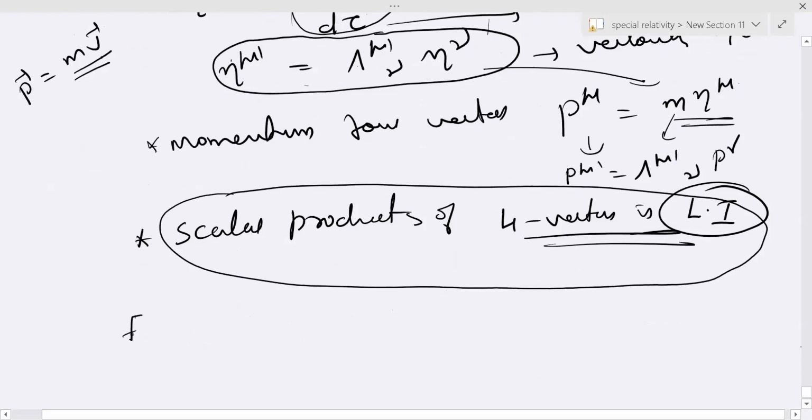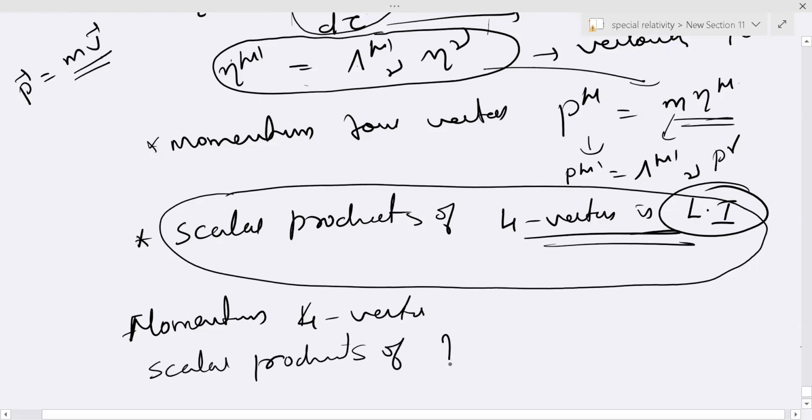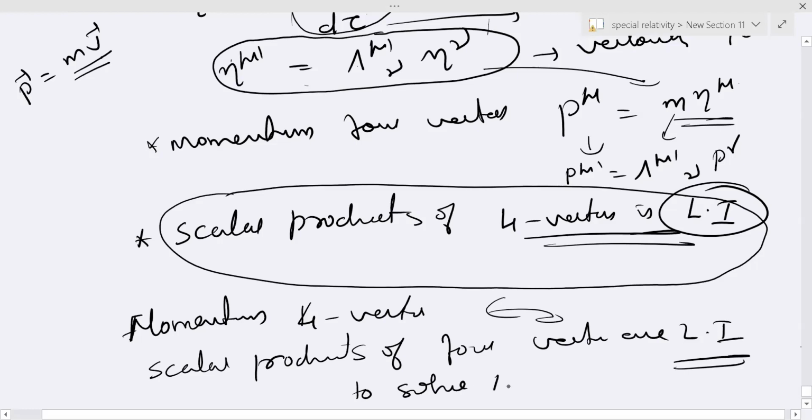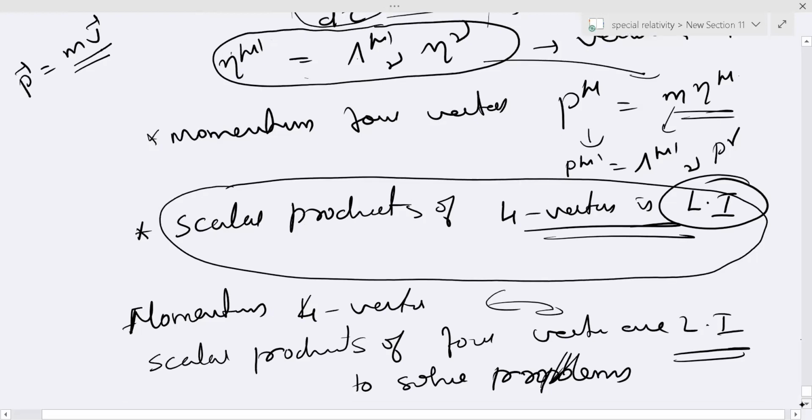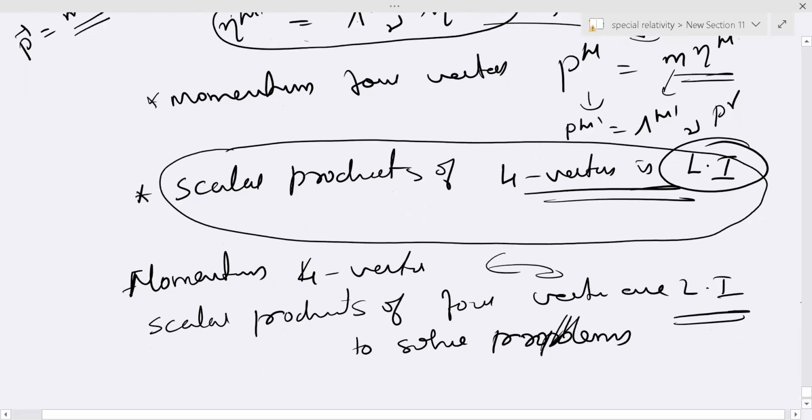We can use the momentum four-vector because we'll see that it's a conserved quantity, and the fact that the scalar products of four-vectors are Lorentz invariant. We can use these two ideas to solve problems, especially problems involving high energy collisions. You'll see that this provides a very easy way of solving problems. We'll discuss these things in the next class.